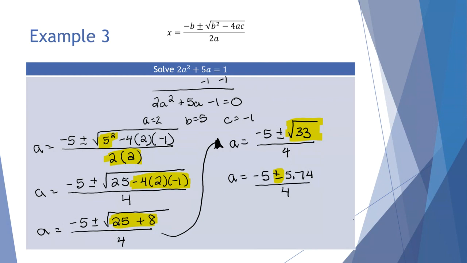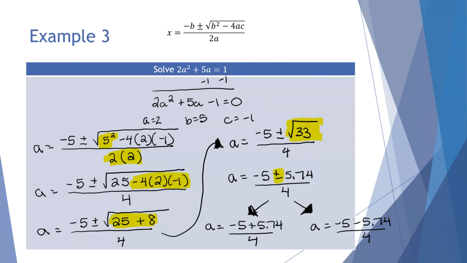Next step is to split up and create our 2 equations from the plus or minus. I'm really running out of room here. So the first one is A equals -5 plus 5.74 over 4. Second one is A equals -5 minus 5.74 over 4.